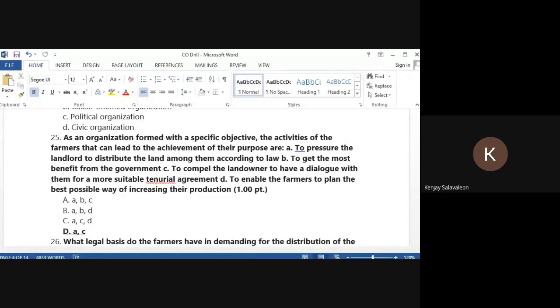community organization doesn't work that way, no? Hindi naman nag-exist. We organize para pututan natin yung gobyerno. Hindi ganon. And letter D, to enable farmers to plan for the best possible way of increasing their production, this action is leaning towards locality or community development. So, since social action yung nakikita nating model, therefore, ang nakikita nating intervention is A and C. Okay.